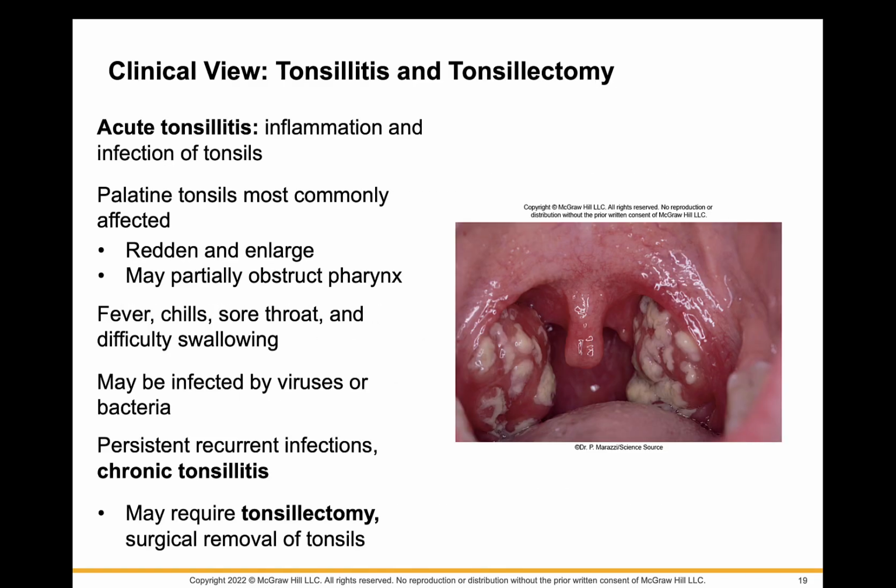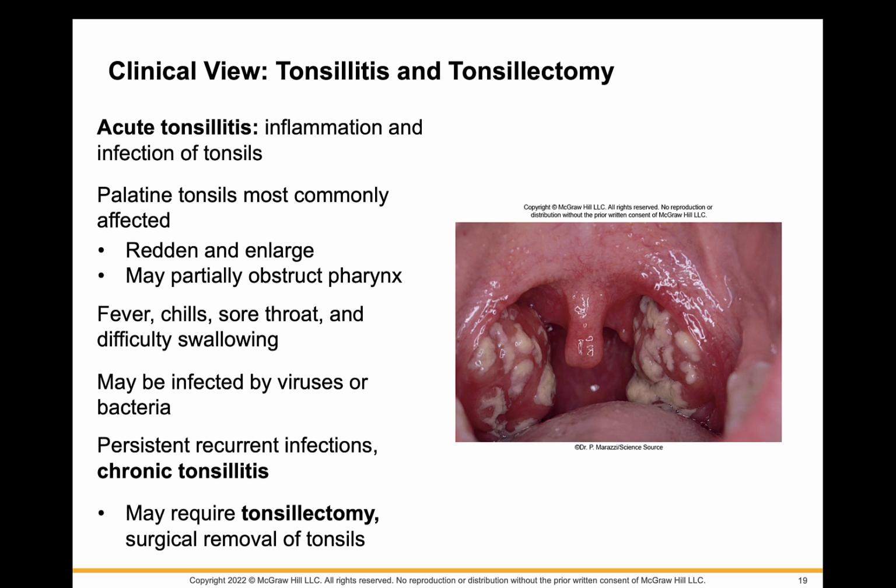Now here, what we're looking at is a tonsil that is actually inflamed and infected, and the tonsils that are most commonly impacted or infected are the palatine tonsils. So generally, when they are infected, they will redden and enlarge. And the issue here is that they may actually obstruct the pharynx. So it may become difficult breathing, eating, swallowing, and so on. And generally, symptoms are going to be a fever. There could be chills, and unsurprisingly, a sore throat. But as I said, depending upon the degree of swelling, another symptom might be difficulty swallowing.